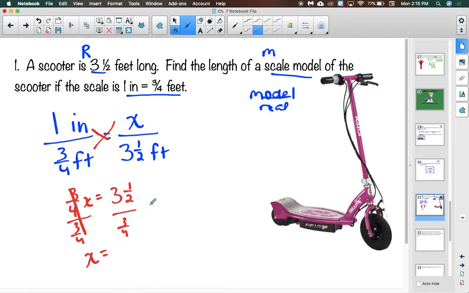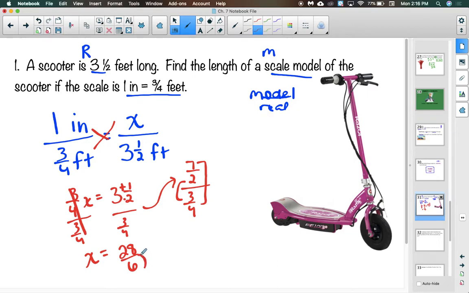This is where we need to do a little bit of fancy mathematics. 3 1/2, we have to turn it into an improper fraction. 3 times 2 is 6, plus 1 is 7. So we get 7 over 2 divided by 3/4. Outers first, we get 7 times 4 is 28. Inners is 2 times 3, and that's 6. So there's our answer. It's just not in final answer form yet.